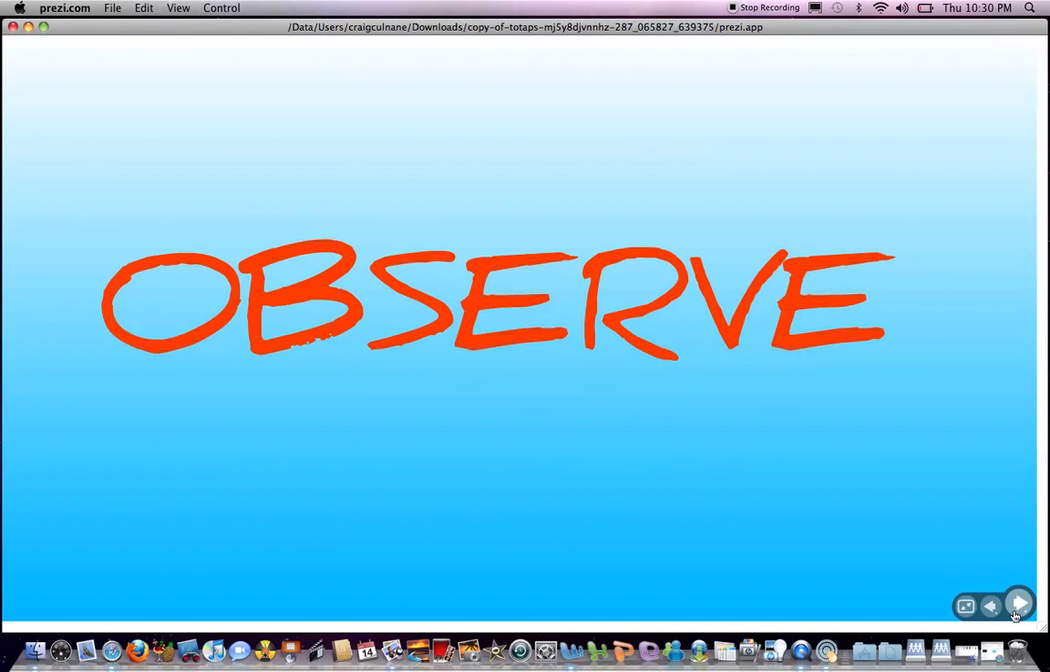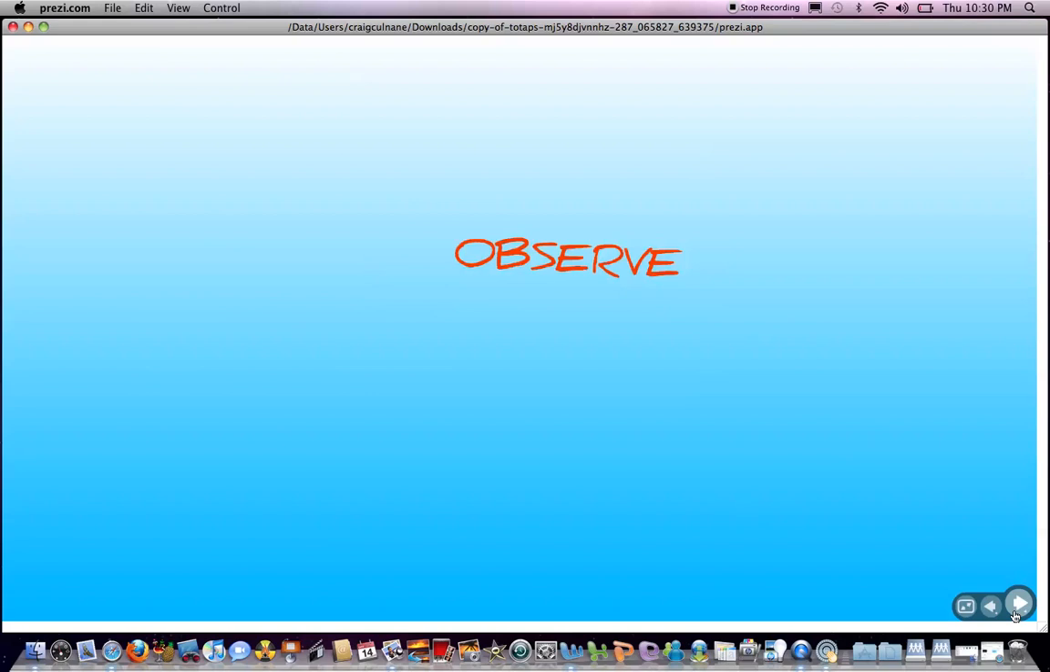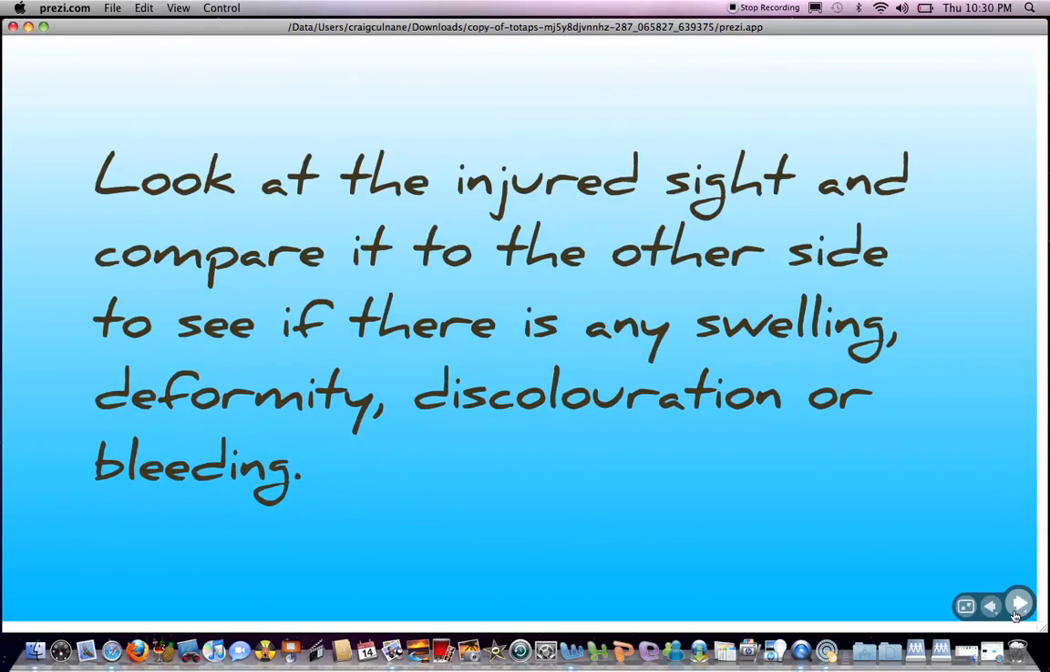The O stands for observe. Look at the injured site and compare it to the other side to see if there's any swelling or deformity or discoloration or bleeding.